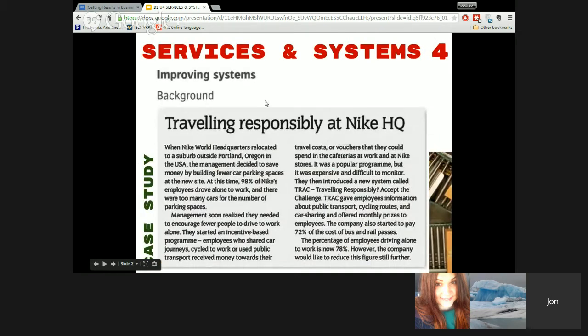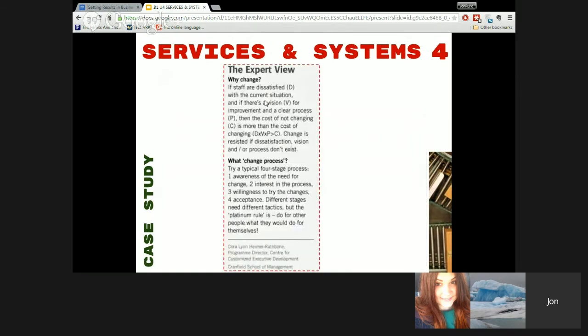We're going to read about a background situation at a company that's going to present a problem that we have to solve. First, I always like to begin with an opinion from someone out there in the field, and we can use this opinion to help us make a decision. So this is from Cora Lynn Heimler-Rathbone. She is the Program Director at the Center for Customized Executive Development at the Cranfield School of Management. These are all real people, by the way. And she gives us an expert view about changing a system or service.